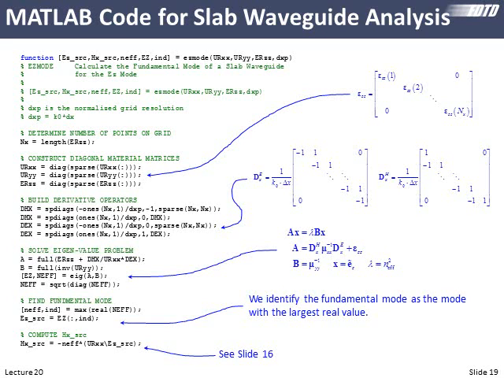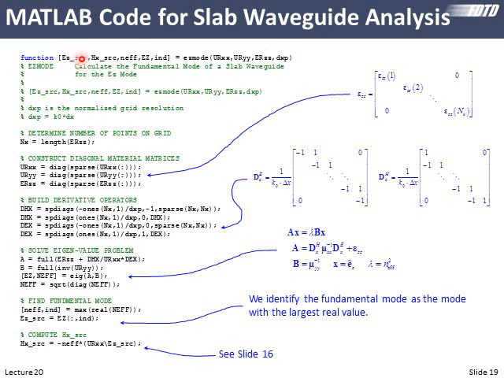So here's the MATLAB code. We build a function called EZ-mode, which calculates modes in a slab waveguide for the EZ mode. We have three inputs. We give it the permeability XX, permeability YY, and the permittivity ZZ. We also give it the normalized grid resolution. This is the k0 times dx. And that's all this needs to calculate all the modes.